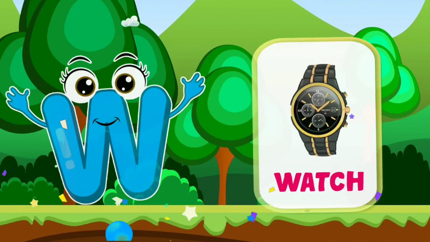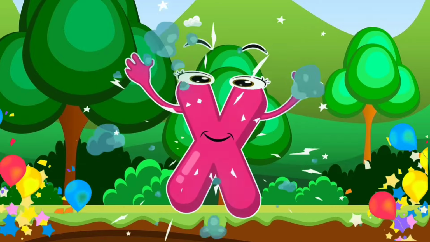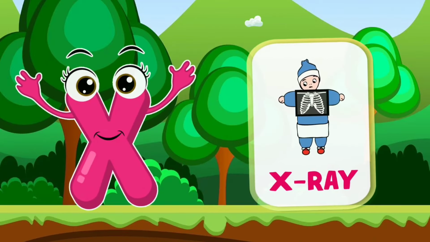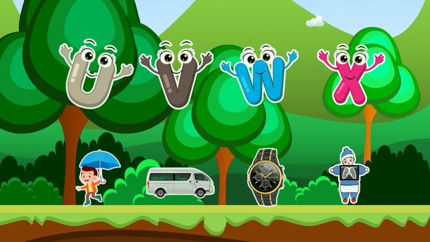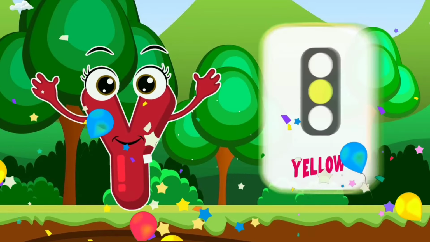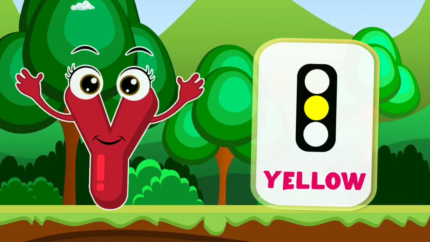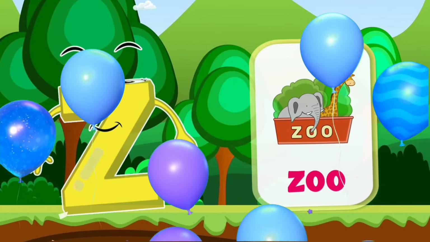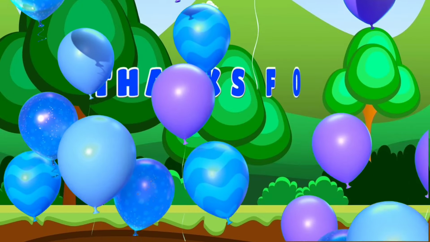V is for van, van. W is for watch, watch. X is for x-ray, x-ray. Y is for yellow, yellow. Z is for zoo, zoo.